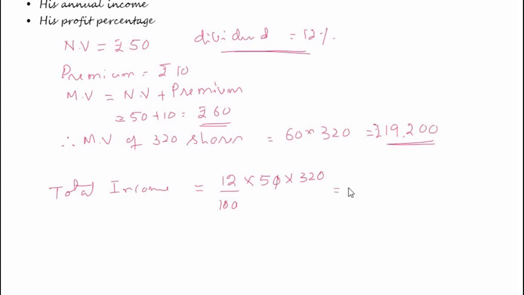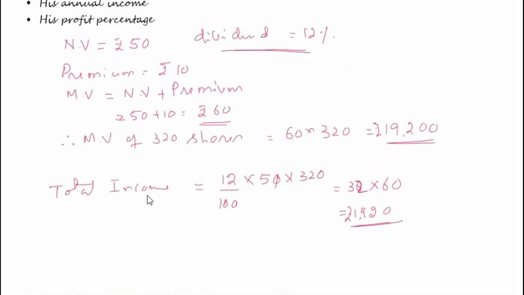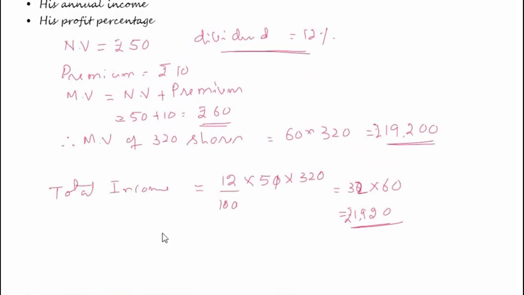So it is 12 into 5. So 32 into 60. So 0, 6, 12. So his total income is 1,920 rupees. This is from the dividend. So let us calculate the percentage income or percentage profit. Here it is given as income, but it is also the profit that he makes.